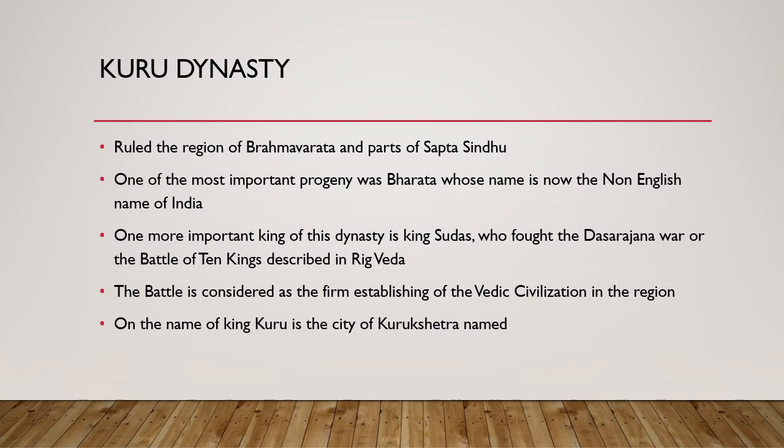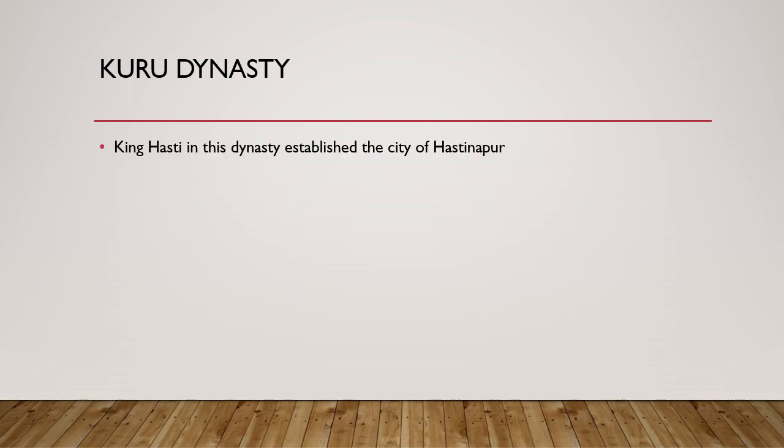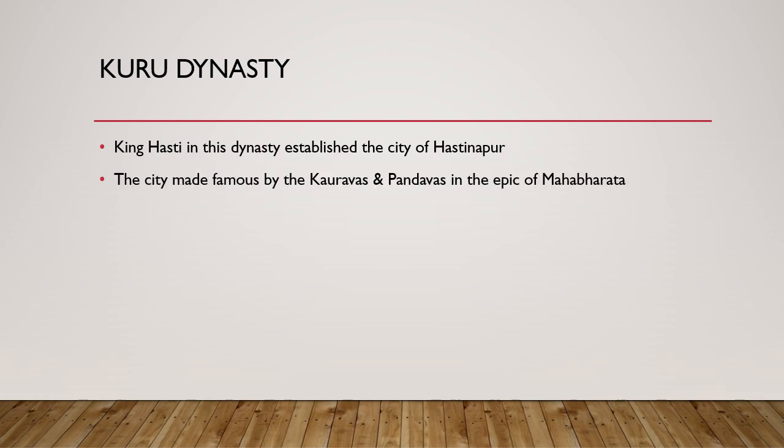Then there is the king Kuru himself, whose name is given to the city of Kurukshetra, the most holy city in the Brahmavarta region in those times. Going ahead, another important king in this dynasty is King Hasti, who established the city of Hastinapur, the same city which was made famous by the Kauravas and Pandavas in the epic of Mahabharata. Even the Kauravas and Pandavas formed the lineage of this great dynasty.